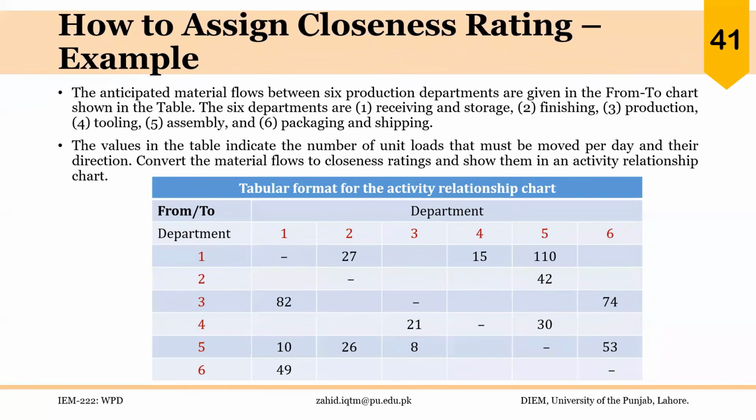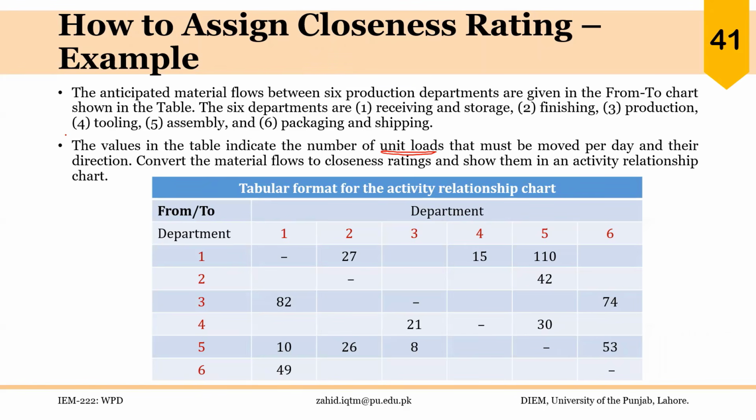So here is the example that we will use. The anticipated material flows between 6 production departments are given in the from-to chart or the travel chart. There are 6 departments: receiving and storage, finishing, production, tooling, assembly, and packaging and shipping. The values in the table indicate the number of unit loads that must be moved per day and their direction. So this is a travel chart or from-to chart showing the number of unit loads. Convert the material flows to closeness rating and show them in an activity relationship chart.